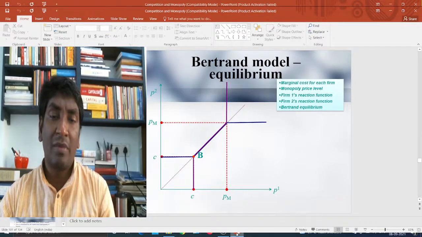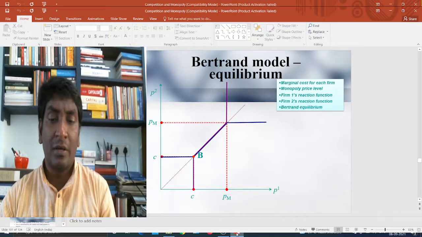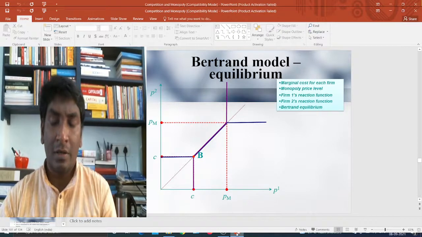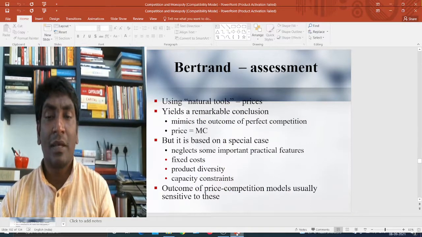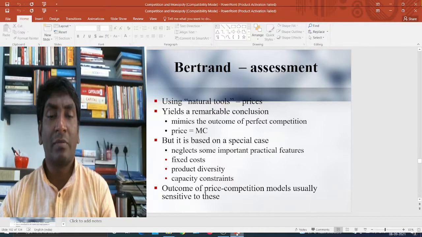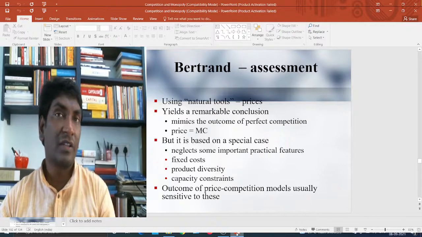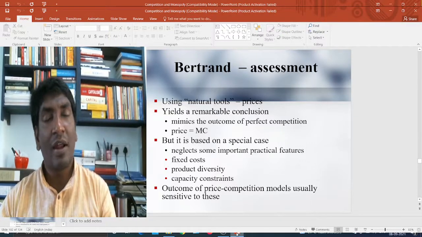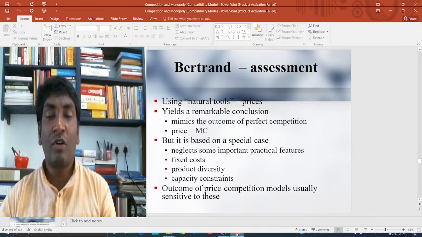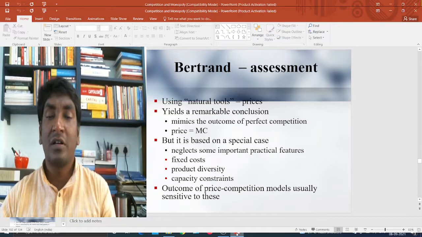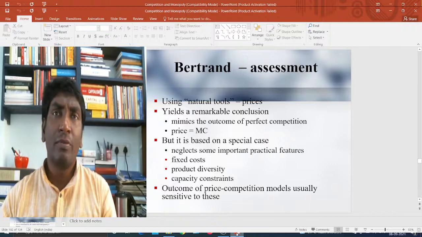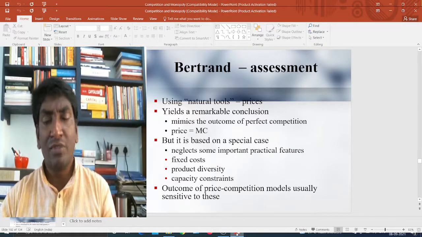So in that sense, you may be having possible PM interaction, like using a natural tool, that is, undercutting prices yields a remarkable conclusion: it mimics the outcome of perfect competition, where price is equal to MC. This is actually called the benefit or the advantage of this particular model, but it is based on a special case that neglects some important practical features: fixed cost, product diversity, capacity constraint, and so on. These are actually imposed as heavy assumptions in this particular model.